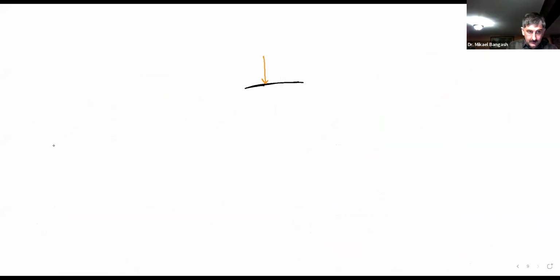Let's say you move it this way. Let's say that this point is okay. The angle goes like this. That angle now becomes oblique. And that may lead to a refraction.